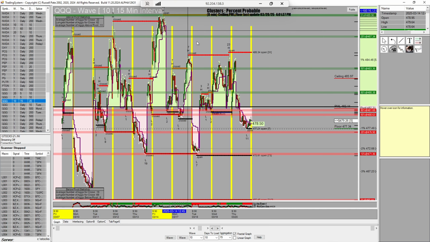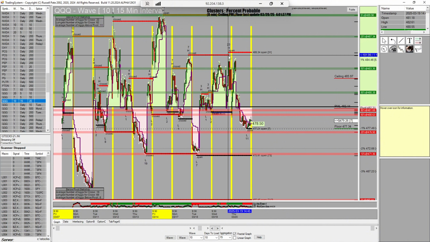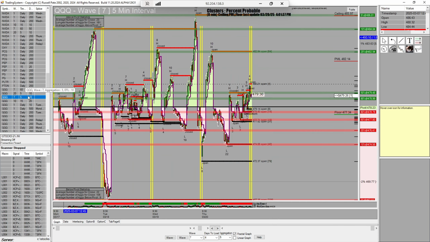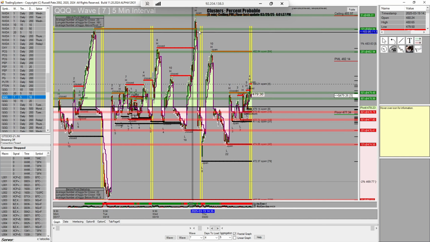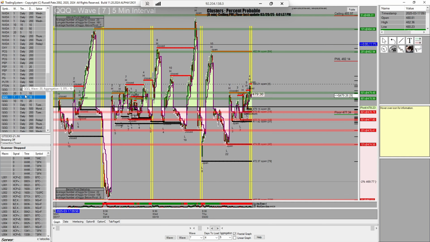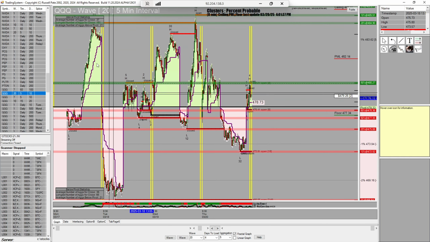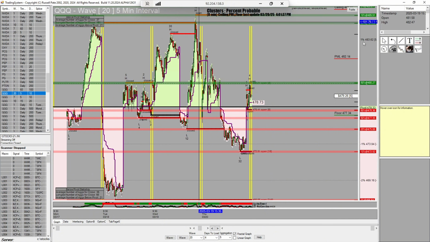On the 10-way 15-minute, you can see we had this open state here at 44.9 in the 485 area. On the 7-way 5-minute, we had this open state being closed again in that 484 to 485 area. And last up on the 20-way 5-minute, same thing, open state getting closed. We're up at the 10-20% odds.